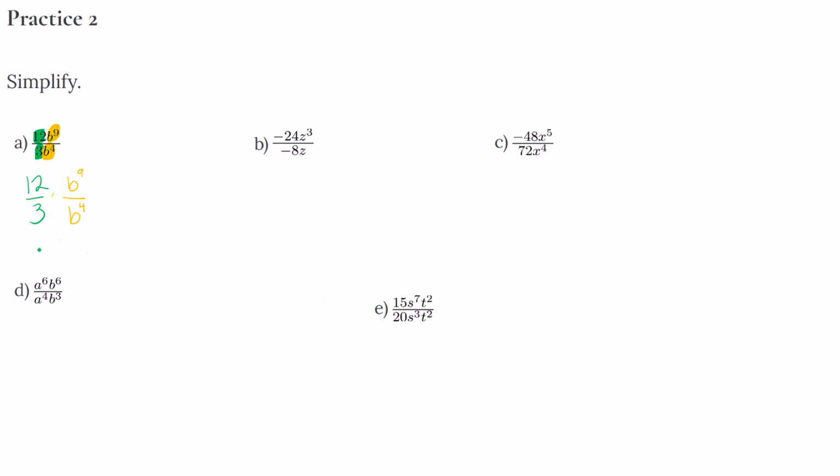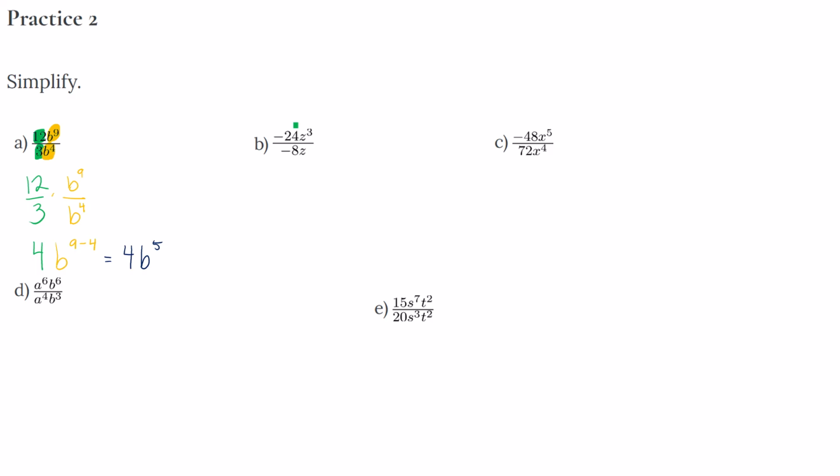And simplifying that, 12 divided by 3 is 4. b^9 divided by b^4, we can use the quotient law, carry our base down, and then subtract the exponents. So I would just rewrite this as 4b to the power of 5.